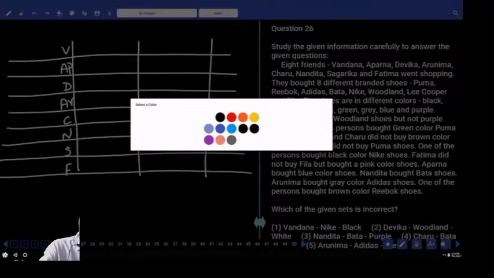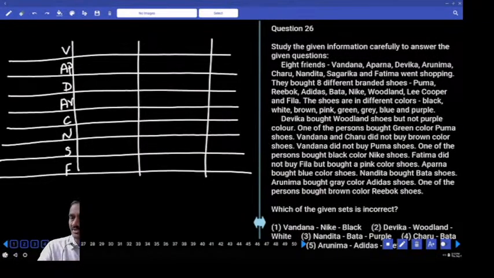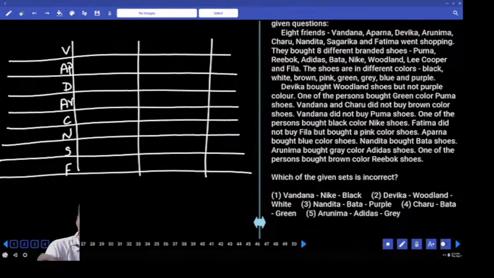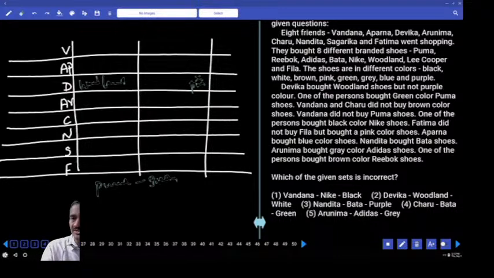In condition number 1, Devika bought Woodland but not purple. Write down purple and put a cross. One of the persons bought green color Puma. Puma and green must be together. Puma which is of green color, they must be together.